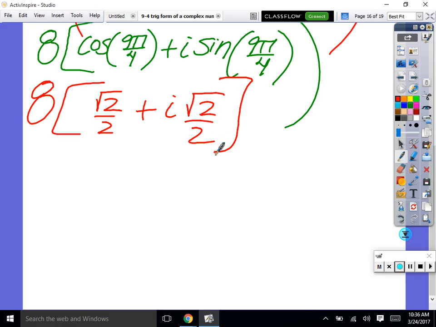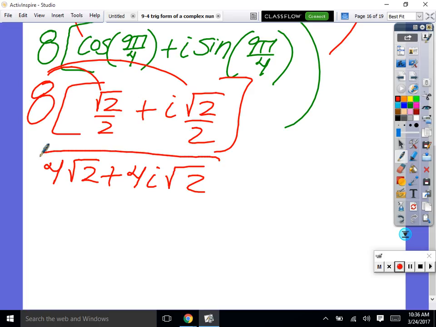Very good. Now we would distribute 8 through. 4 root 2 plus 4i root 2, or 4 root 2 i. Right, multiplication doesn't matter.